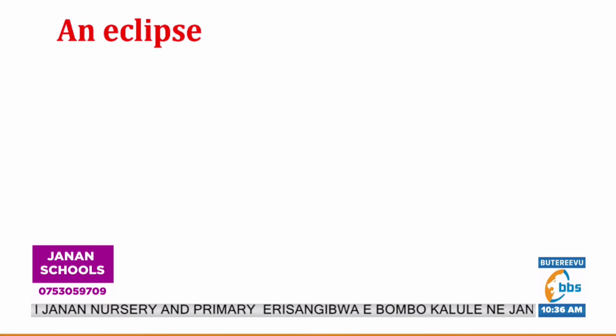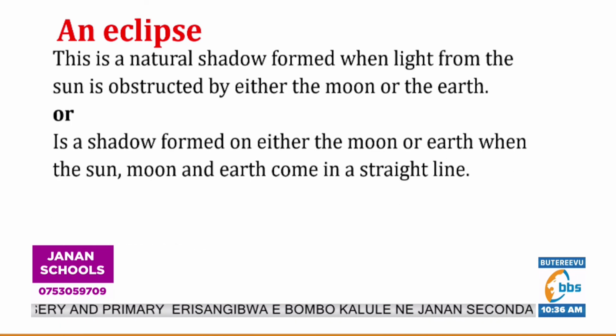We said an eclipse. An eclipse is a natural shadow formed when light from the sun is obstructed by either the moon or the earth. Is that okay? Or a shadow is formed on either the moon or earth when the sun, the moon, and the earth come in a straight line. That is what we call an eclipse. So meaning the shadow is formed on two bodies, that is the moon or the earth. Please take note of that.